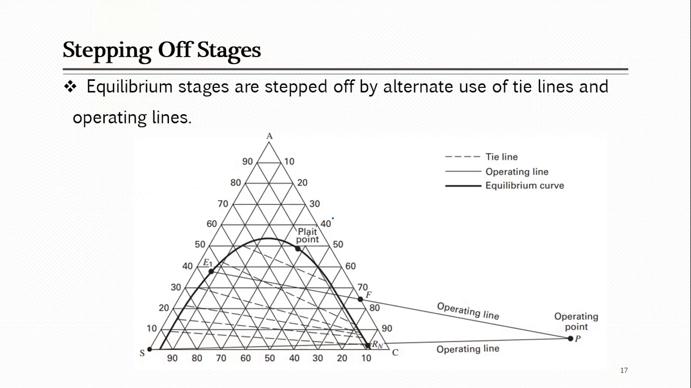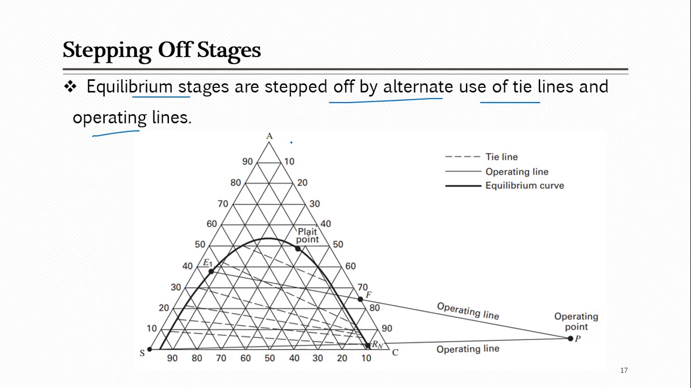So, stepping off stages, to step out or to look for the stages. If I have to look for the stages, how can they be located? They can be located by using equilibrium stages, which means the stages involved in the system. They are stepped off, or located, with the help of alternating use of tie lines and operating lines. I only have to use the tie line and the operating line, and I can easily get the equilibrium stages.